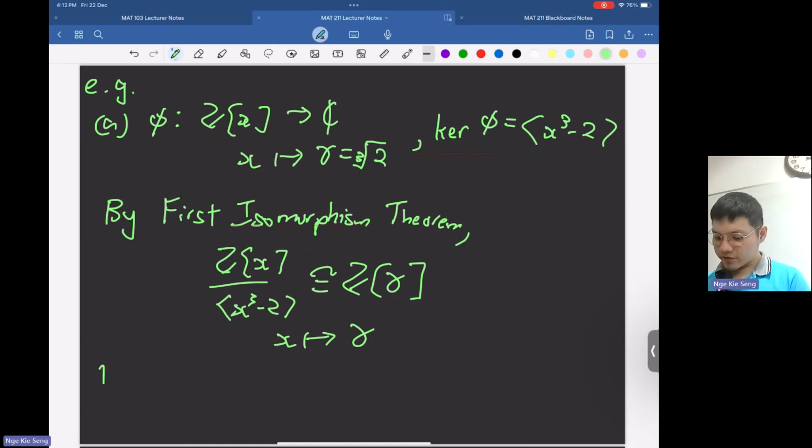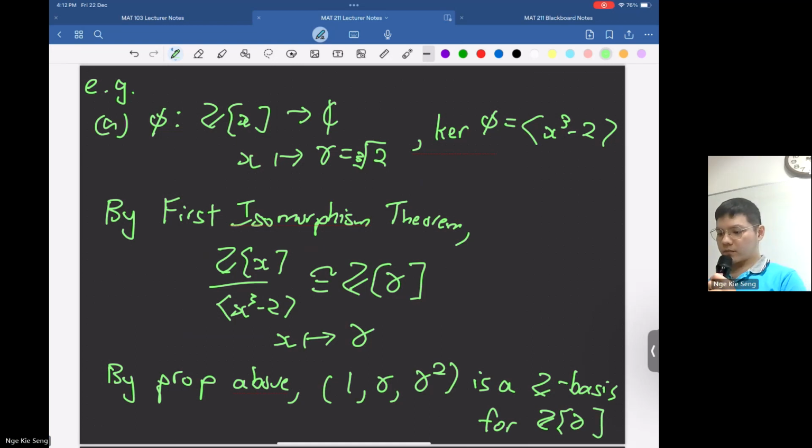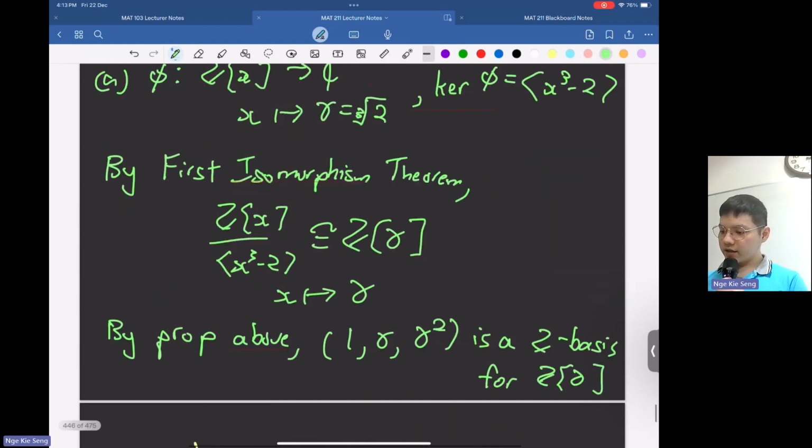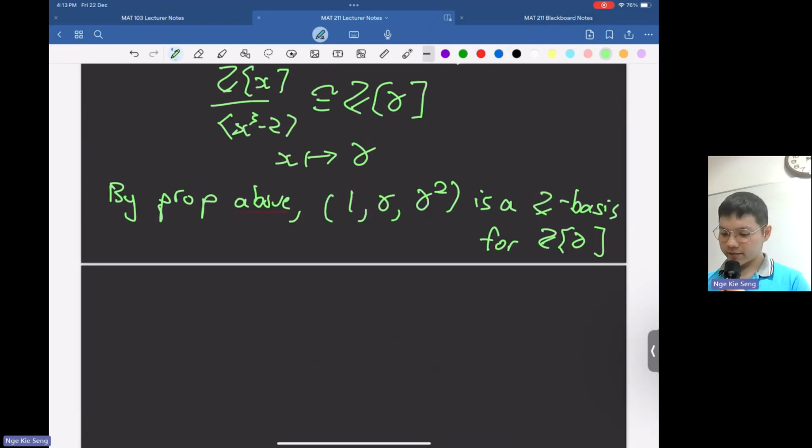So by the proposition before, 1, gamma, gamma squared is a Z basis for my new ring Z adjoin gamma. Okay, so what do we mean by this? So let's do some concrete examples here. Okay, let's do some concrete examples. And then the proof will look similar to this calculation.